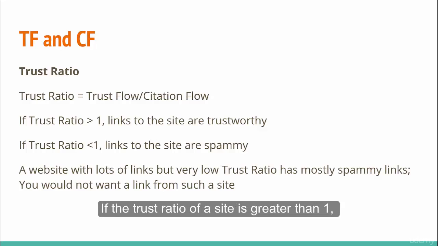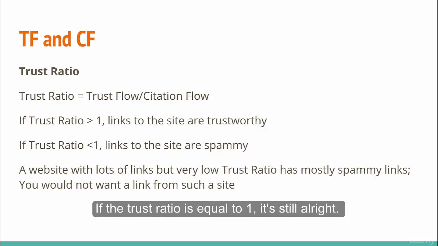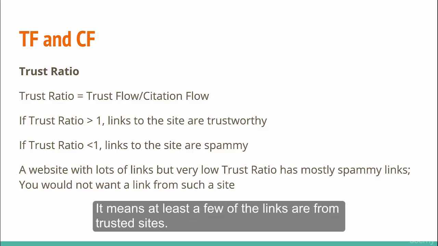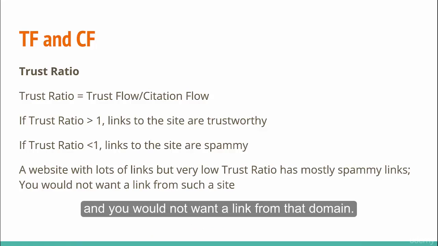This ratio is a very good indicator of whether the links to the site are trustworthy or spammy. If the trust ratio of a site is greater than 1, it means the trust flow is greater than the citation flow. In other words, the links are mostly from highly trusted sites. If the trust ratio is equal to 1, it's still alright. It means at least a few of the links are from trusted sites. If the trust ratio is far less than 1, it means the site has mostly spammy links with very low trust flow, and you would not want a link from that domain.